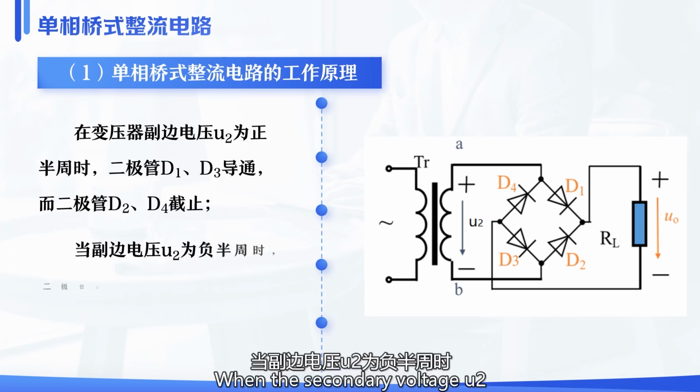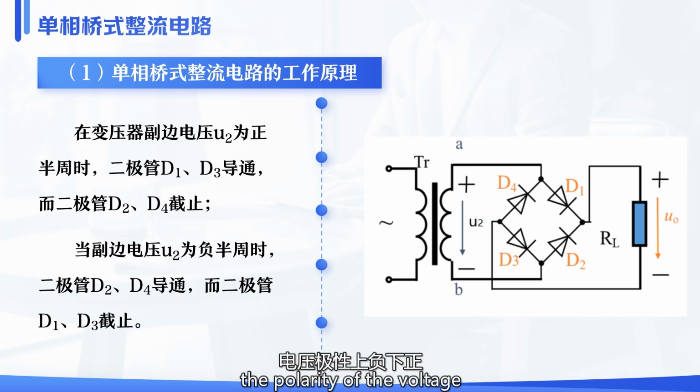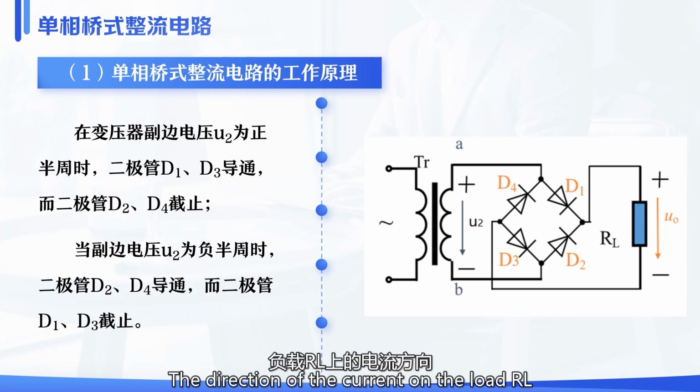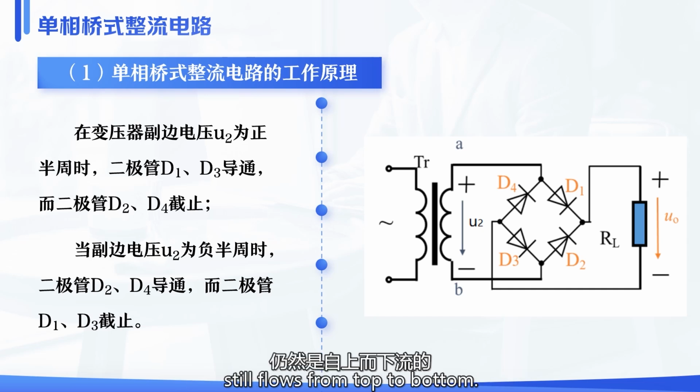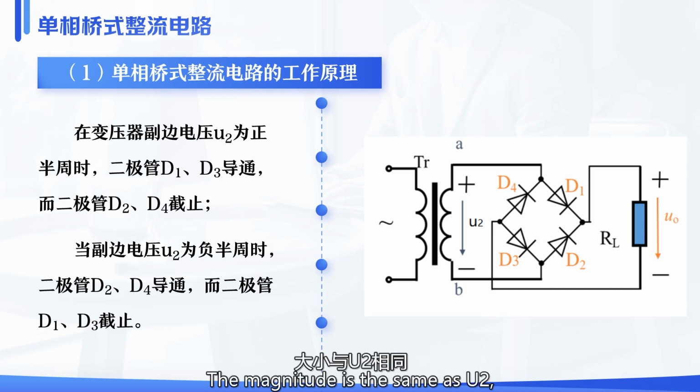When the secondary voltage U2 is in the negative half cycle, the polarity of the voltage is negative on top and positive at the bottom. Diodes D2 and D4 conduct. Diodes D1 and D3 are cut off. The direction of the current on the load RL still flows from top to bottom. The polarity of the output voltage remains positive on top and negative at the bottom. The magnitude is the same as U2, but the polarity is opposite.